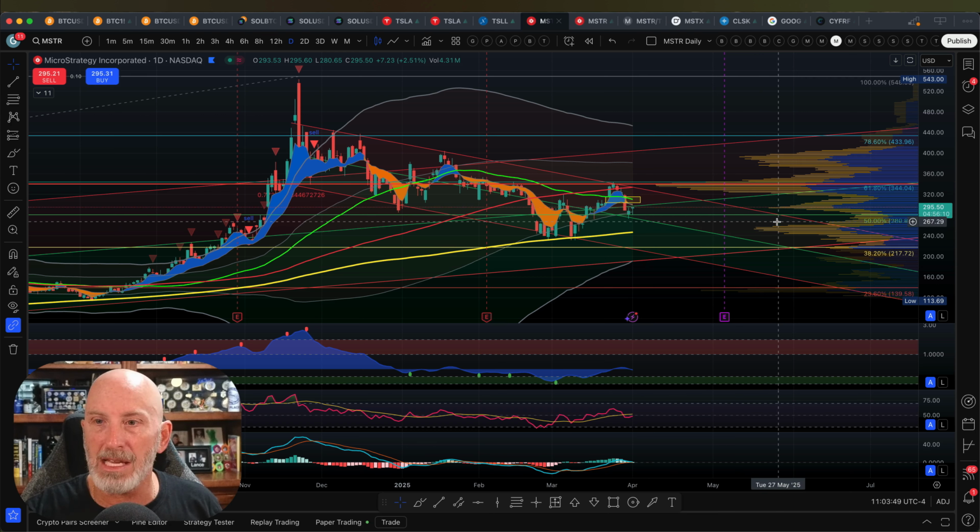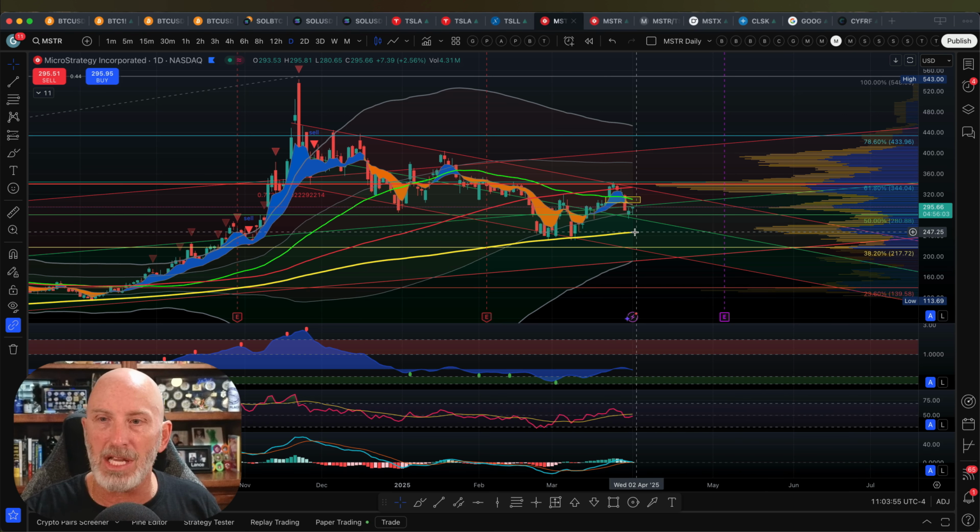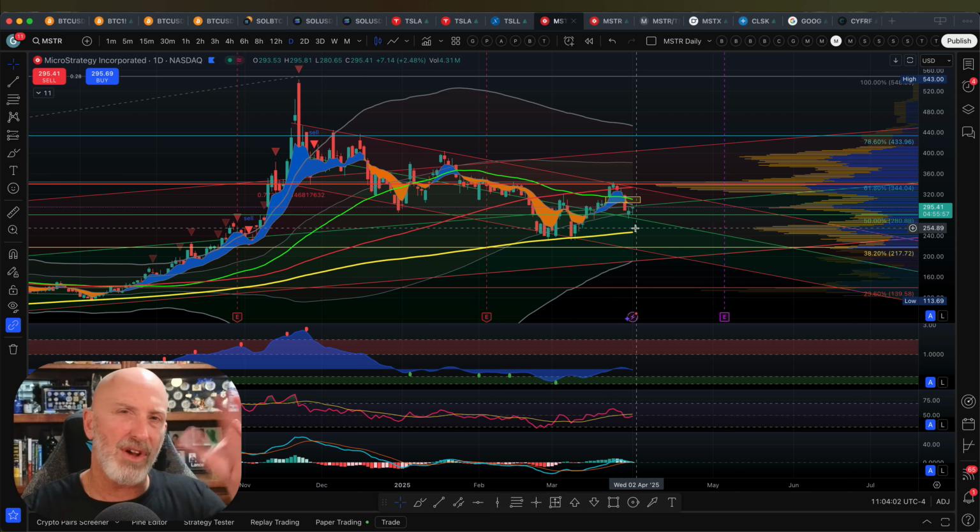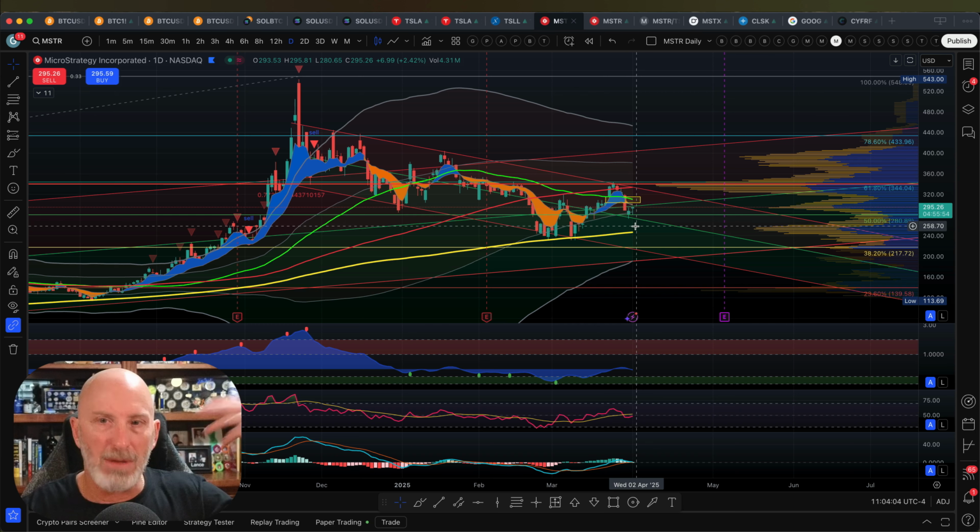Support starts down here anywhere from 265 all the way down to 235. Lots and lots of volume exchanged hands there. So not surprising that that's where the 200-day moving average is, which is around 247 right now. So you're starting to see how all these things are very much related.